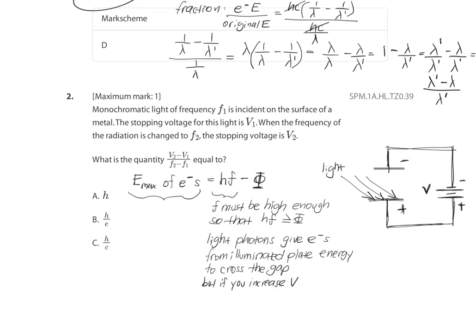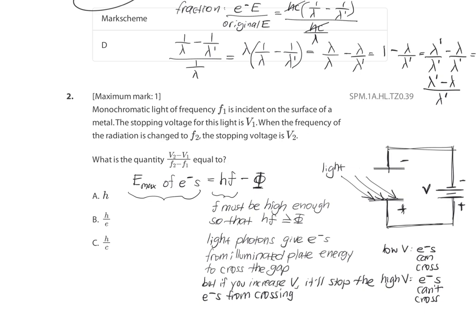Eventually, if you kick up the voltage, there'll be enough repelling field that the electrons don't have enough energy to cross the gap. So yeah, if you increase the voltage, it'll stop the electrons from crossing. Now, as you change the voltage, for a low voltage the electrons can cross, but if you dial the voltage up, eventually you stop the electrons from crossing. That is what stopping voltage is.